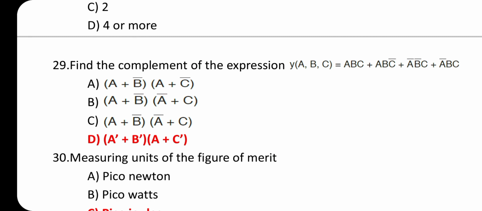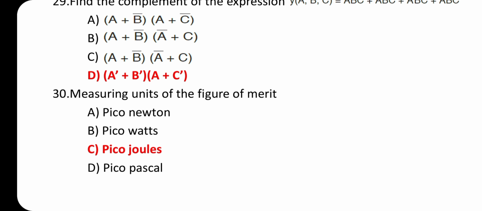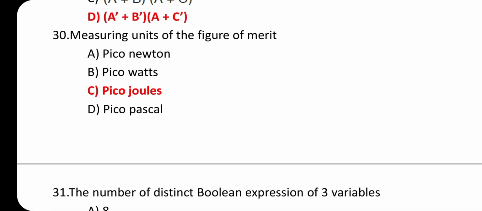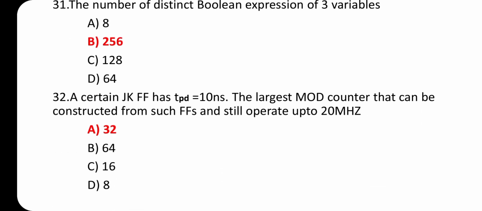plus ABC bar plus A bar B bar C plus A bar BC. Option D, A bar plus B bar into A plus C bar. The measuring unit of the figure of merit is option C, picojoules. The number of distinct Boolean expressions of 3 variables is option B, 256.